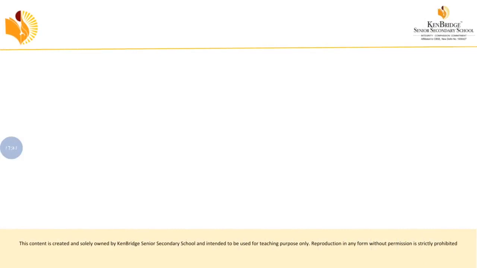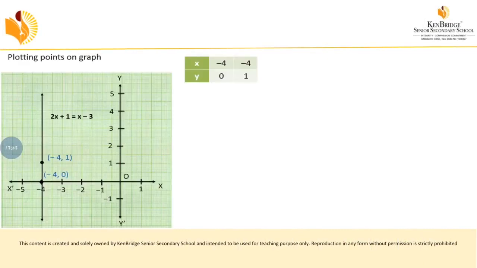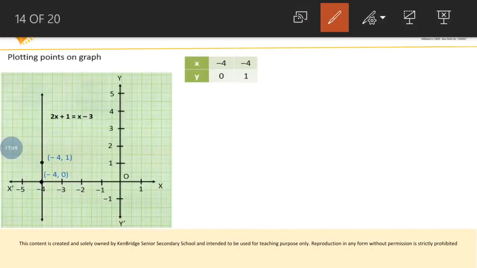So the graph is like this. There are 2 points we got from the assumption, that is minus 4 comma 0 and minus 4 comma 1. Minus 4 comma 0 we have marked here and minus 4 comma 1 we have marked here. So this will be a straight line. If you connect these 2 points, it will be a straight line, and you have to give the name of the line also.